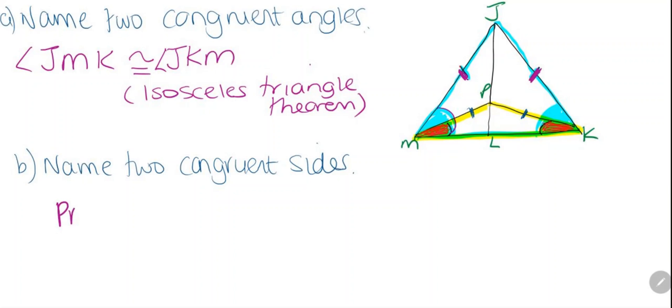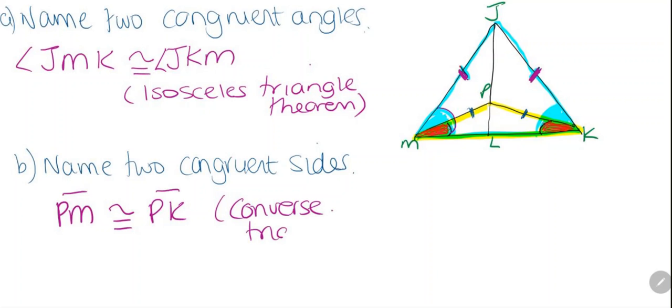So segment PM is congruent to segment PK, and this is the Converse Isosceles Triangle Theorem.